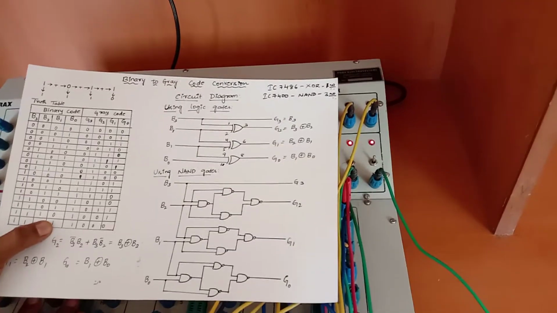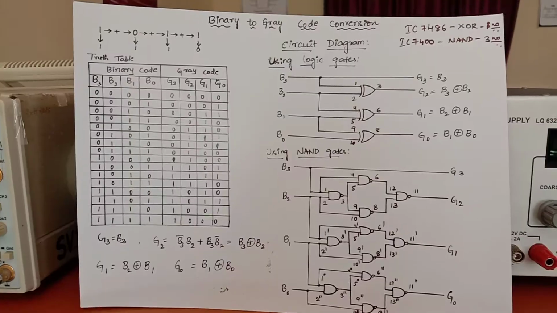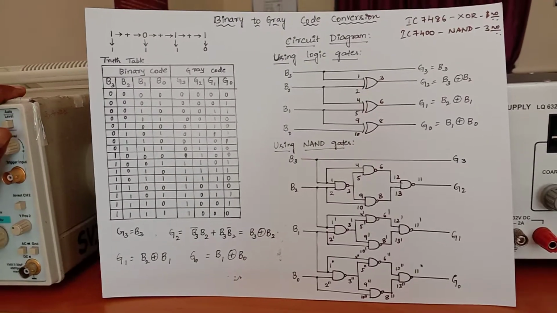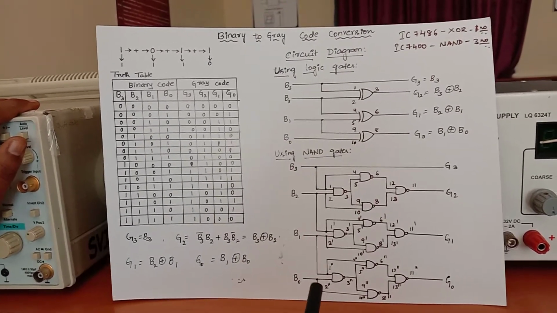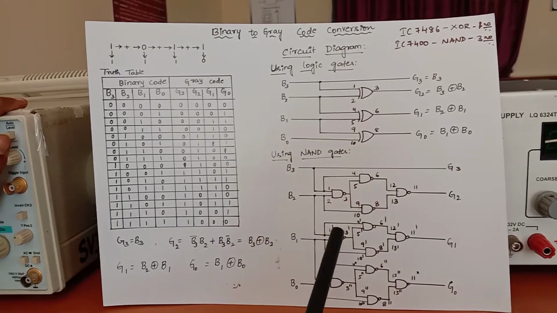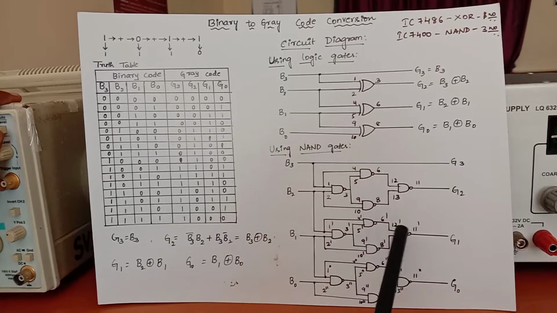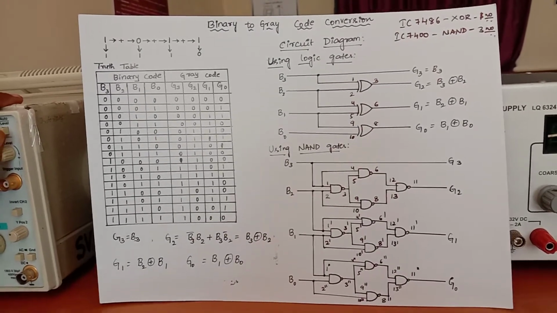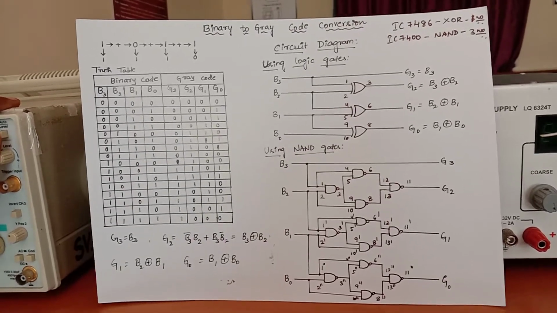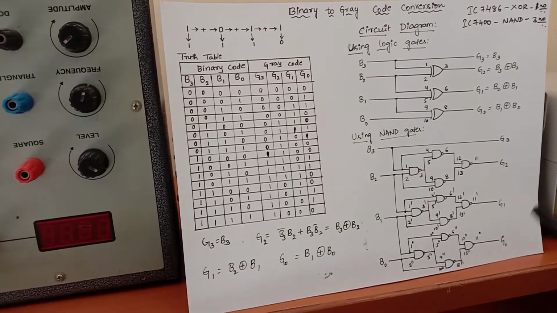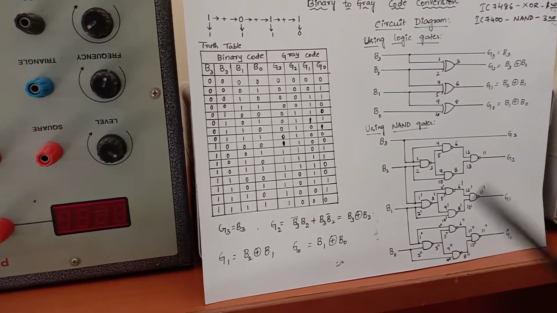So next we will do the experiment by using the universal gate, that is NAND gate. Now you can see here we have drawn the circuit by using the universal gate, that is NAND gate, and I have also written the pin numbers according to the IC data sheets. According to this connection, we will be connecting in the digital trainer kit, and we are going to verify the truth table. We have rigged up the circuit according to the circuit diagram.